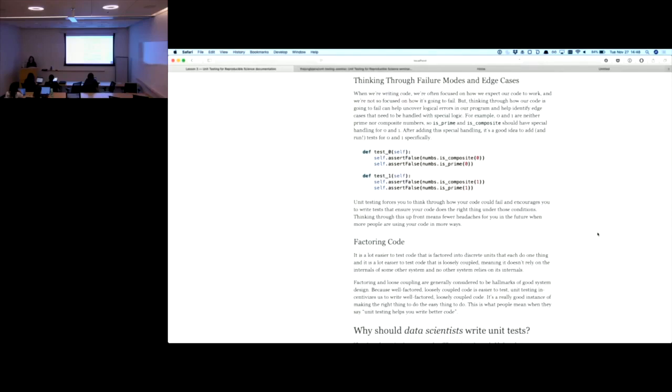So in our example, 0 and 1 are neither prime nor composite numbers. When I got that zero division error, I was like, is 0 a prime number or is 0 a composite number? Then I went and looked it up and I was like, oh, it's neither. I need to handle that specifically in my code. After I add that special handling, which I realized I needed because I was unit testing and thinking through the ways that my code was going to fail, it's a really good idea to add additional unit tests for those specific edge cases.